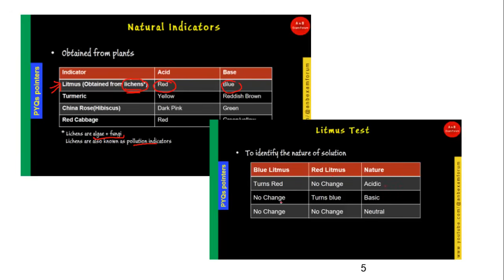If blue litmus does not change, it means it is base, and if blue litmus does not change, it can also be neutral. Okay, and if red litmus stays red, meaning there is no change, it is acidic, whereas if red litmus changes color to blue, it is basic in nature. So overall, what is the theory? If it turns blue, B stands for base and B stands for blue, so base will turn blue.